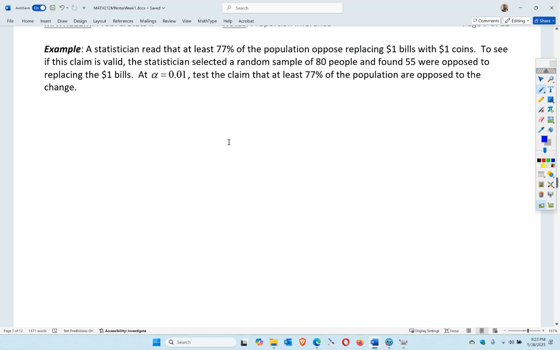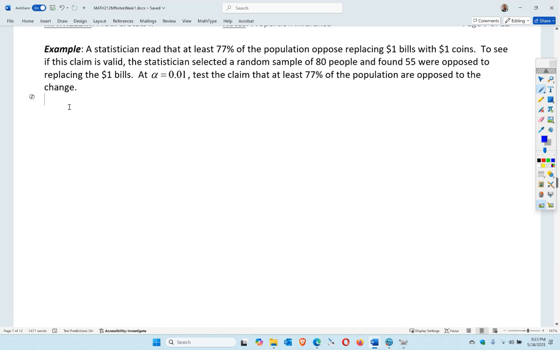A statistician reads that at least 77% of the population opposes replacing a $1 bill with a $1 coin. So that's a default belief that the government's giving. To see if this claim is valid, the statistician selects a random sample of 80 people and found that 55 were opposed to replacing the $1 bill with a coin. That's 70% of the sample opposed to the change.